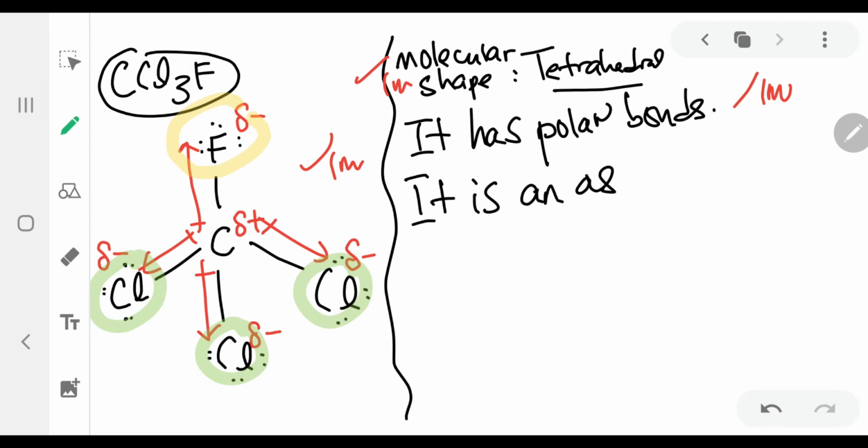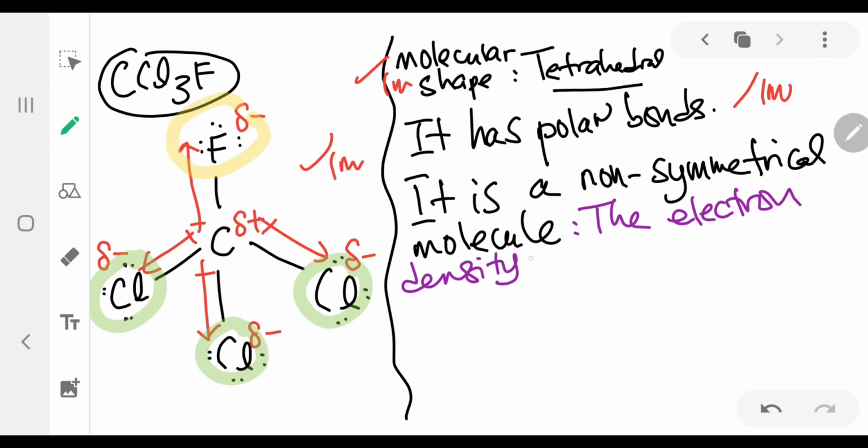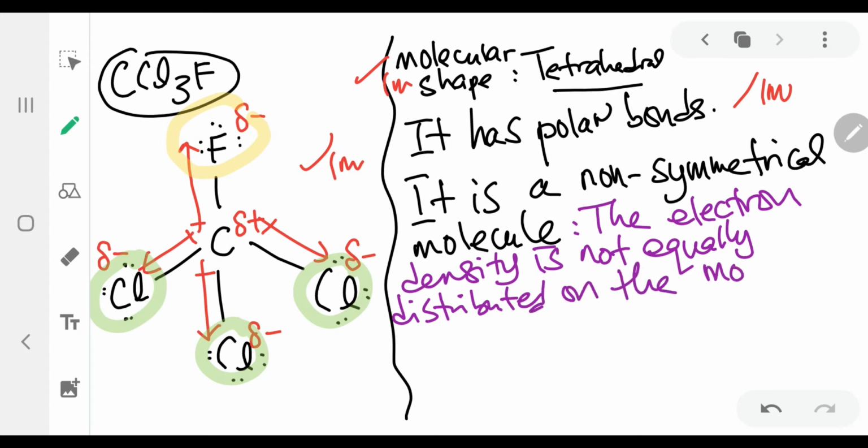We're going to use the word non-symmetrical molecule. Okay, because you have this, it has a different electronegativity, then that's why it is non-symmetrical, because the electron density is not equally distributed on the molecule.